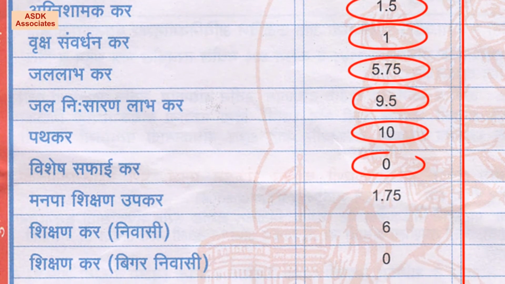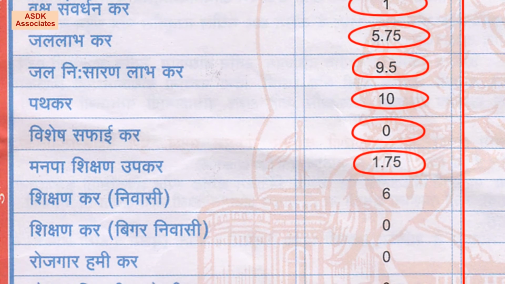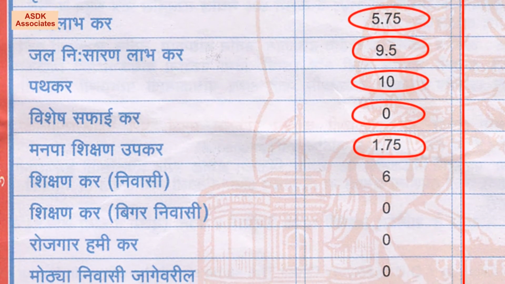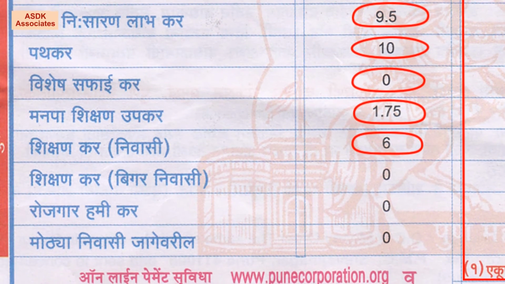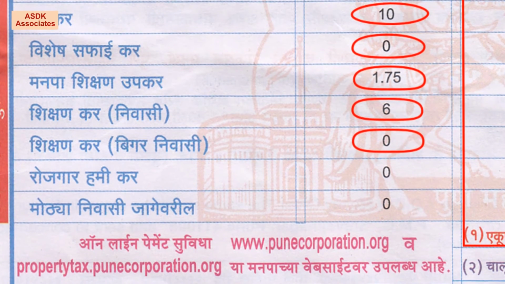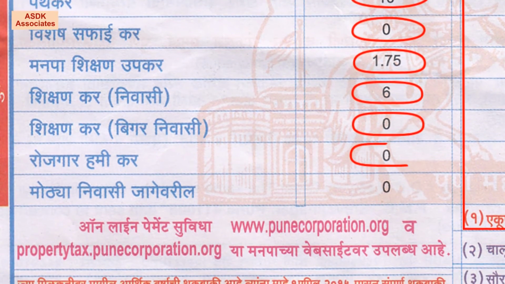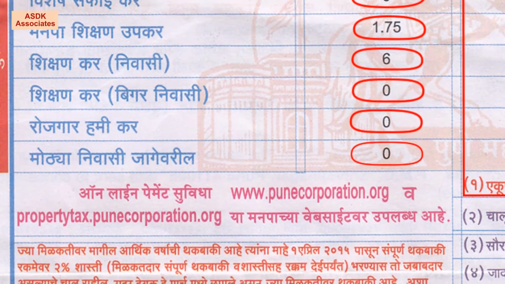Special cleaning tax is not applicable. PMC education tax amount with the tax percentage of 1.75. Education tax residence, if applicable, has a tax percentage of 6. Education tax non-residence is not applicable. Employee guarantee tax is not applicable. Large property tax is not applicable.